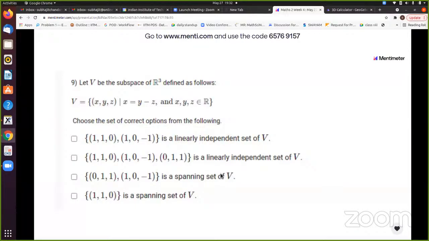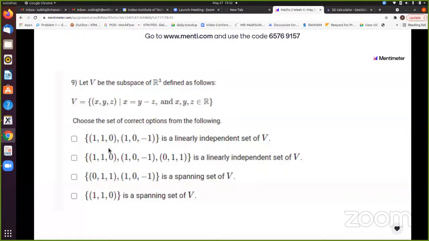The first option is saying 1, 1, 0 and 1, 0, minus 1. First check whether these two vectors are indeed in V. Are they satisfying x equal to y minus z? The first one is satisfying, the second one is also satisfying, right? Correct? Yes, sir. So these two vectors are inside V, that is clear, at least that part is clear.